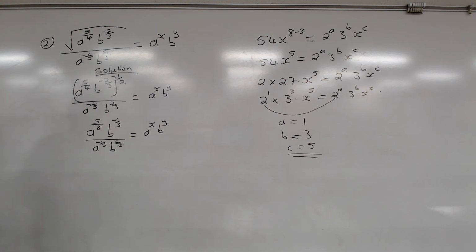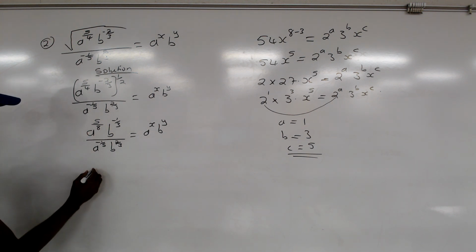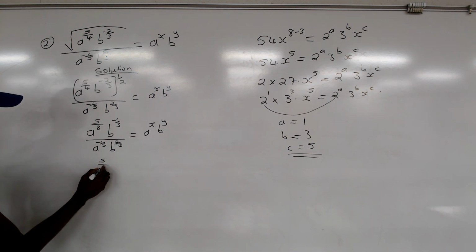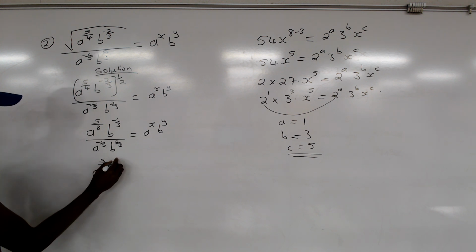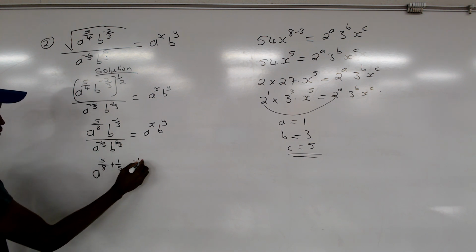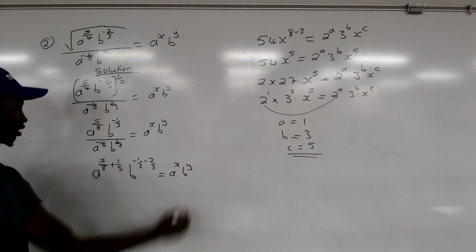So we can compare the terms given now. If we compare the terms, for a, since we are dividing, we subtract: 5 over 8, and when the minus 1 over 5 goes out, it becomes plus 1 over 5. And for b, we take minus 1 over 3, and when the 2 over 3 goes, it becomes minus 2 over 3, equals a raised to the power x and b raised to the power y.